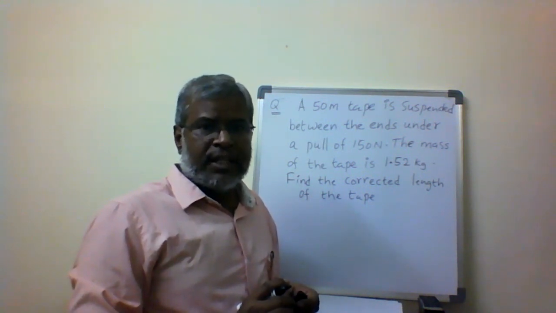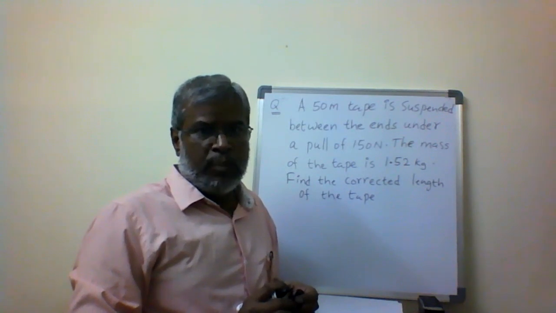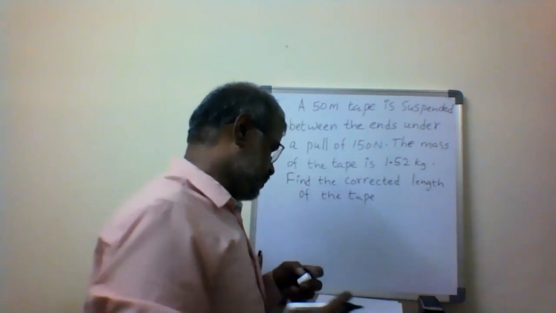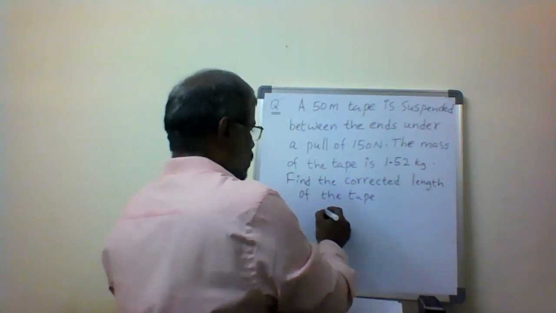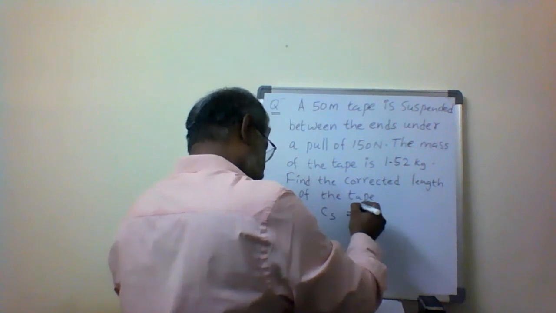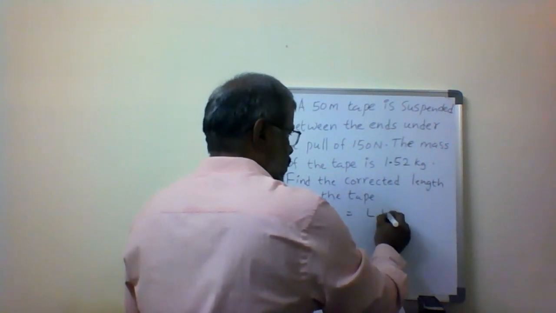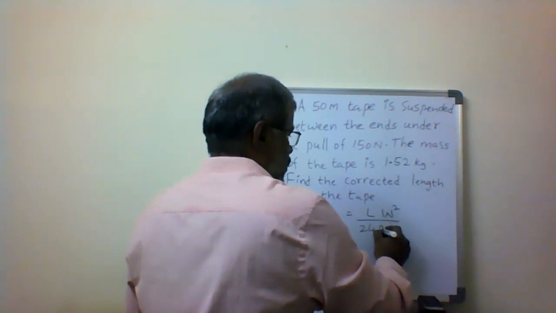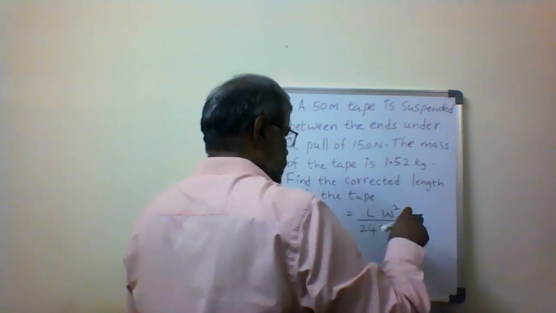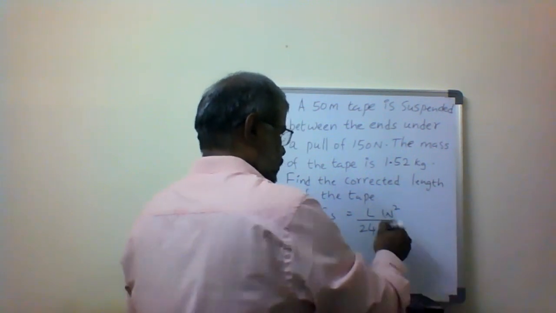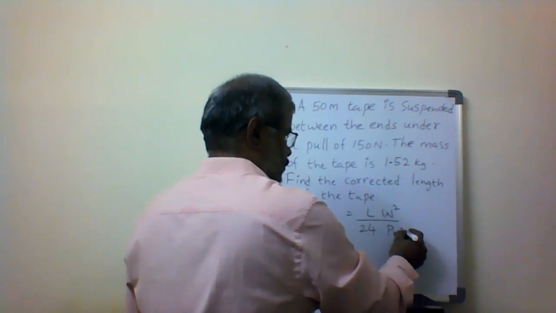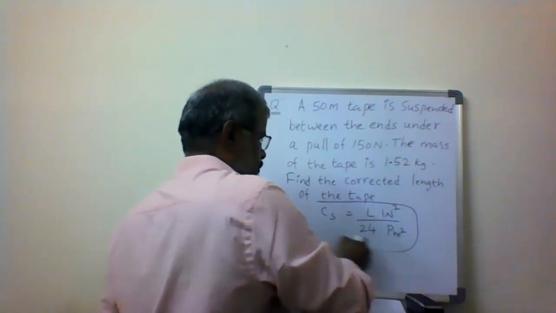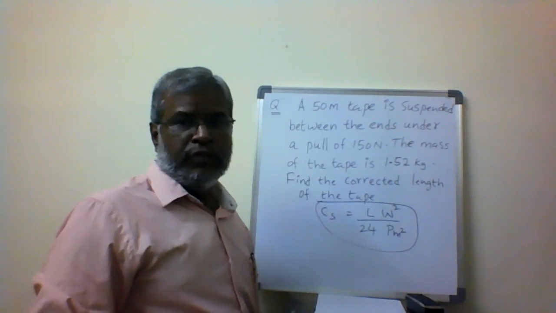So here the sag correction is going to be applied, using the 50-meter tape. What is the formula we are going to be using? Cs equals L W square by 24 n square, or directly P m square. This is the formula we are going to be using for sag correction.